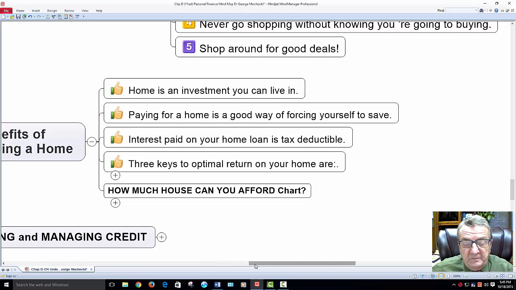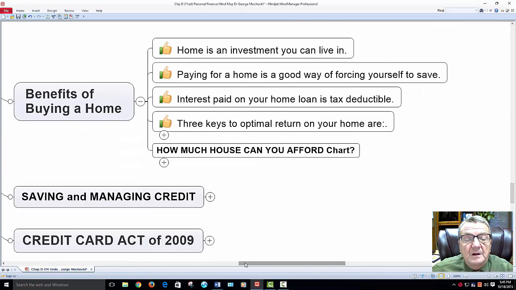Okay, benefits of buying a home. A home is an investment you can live in. Paying for a home is a good way of focusing on how to save, because remember, you could buy in the home, in the property of the home, unless a big crash happens, like again, hopefully not again, but overall it's a fairly good investment in the long run.